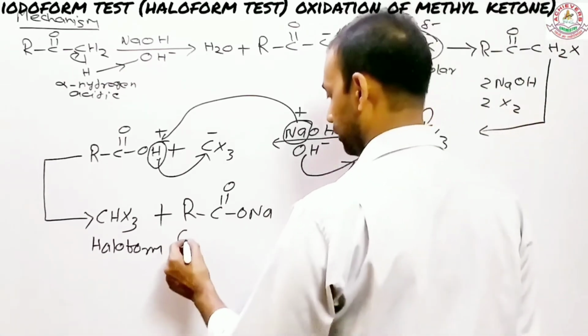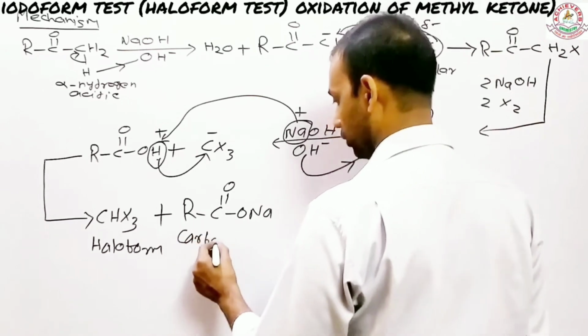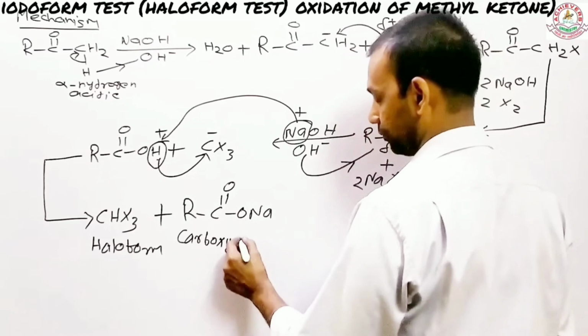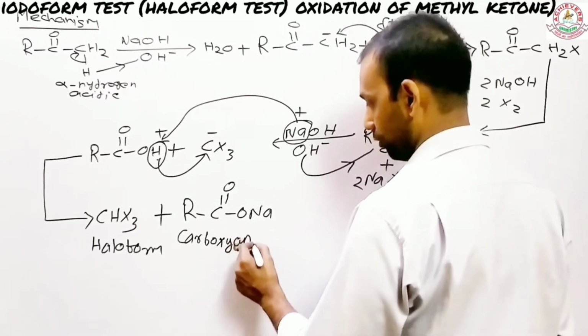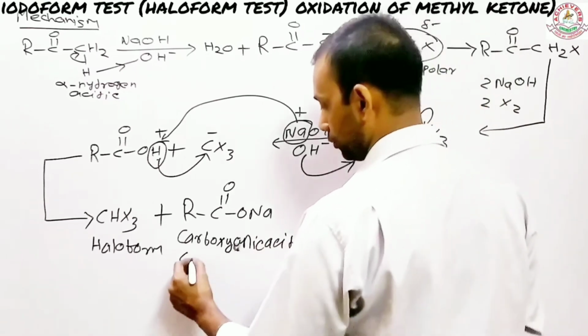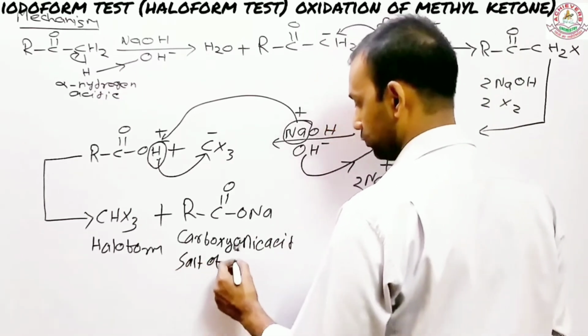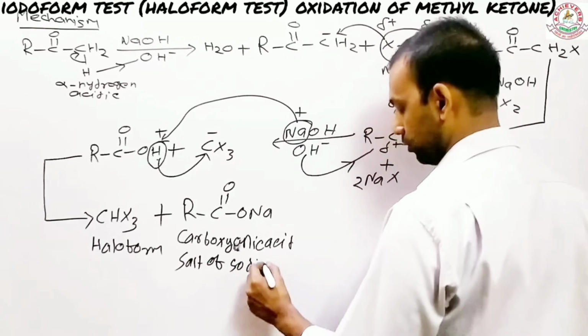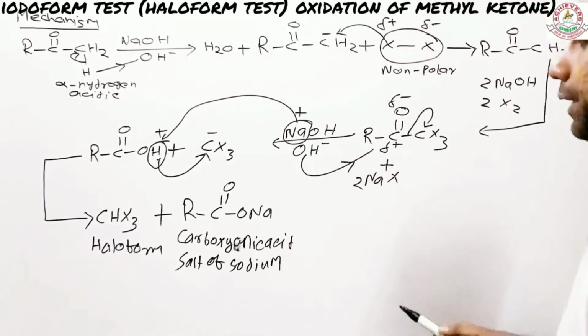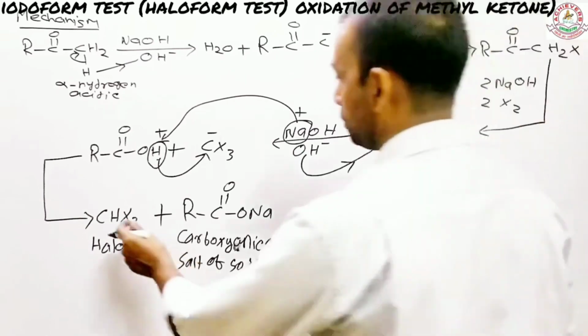Let me write the name. Carboxylic acid salt of sodium. So this is how the reaction actually takes place, and this haloform is formed.